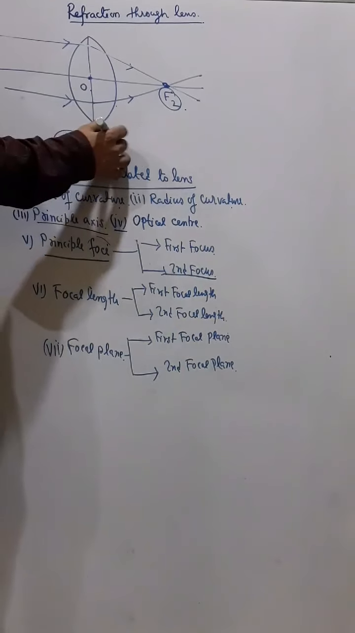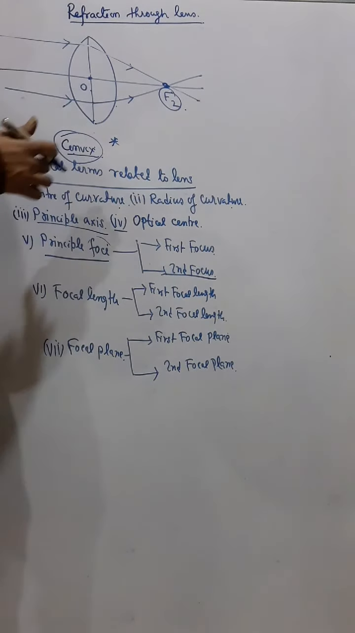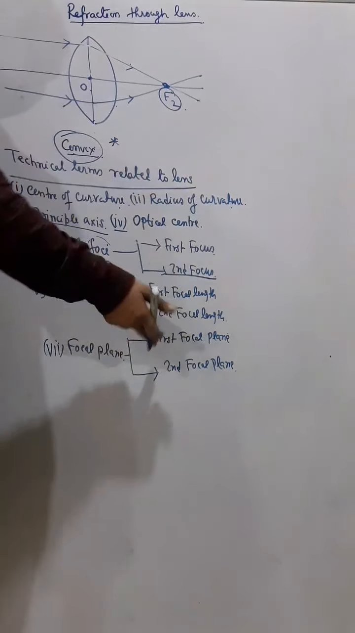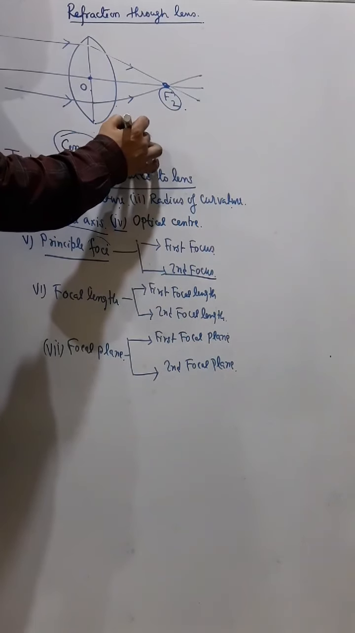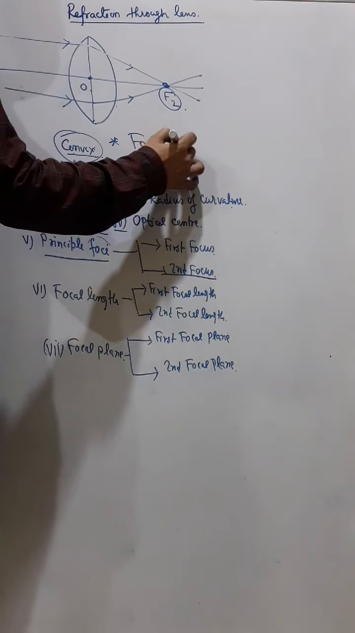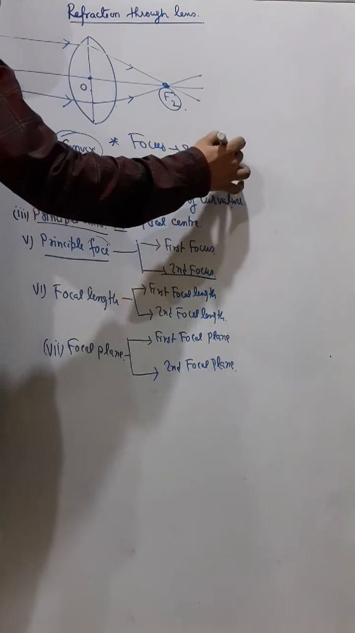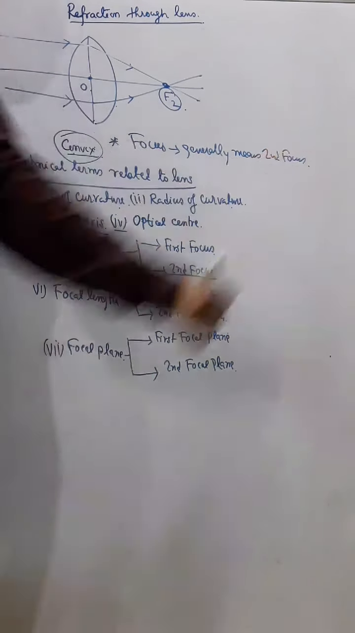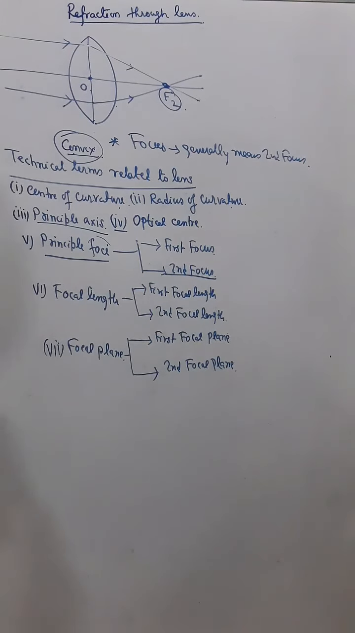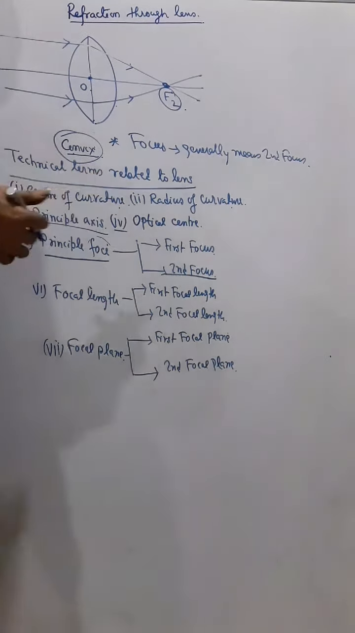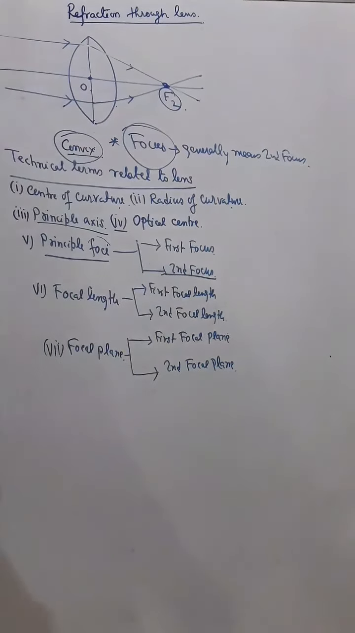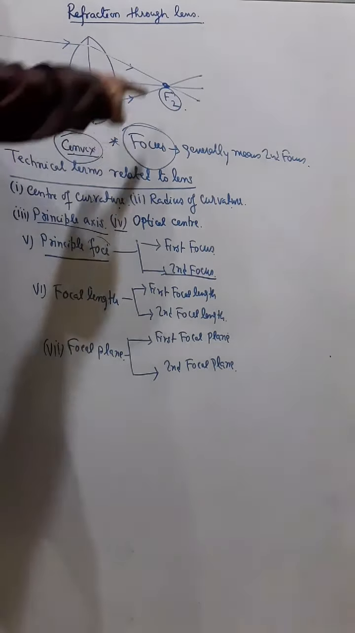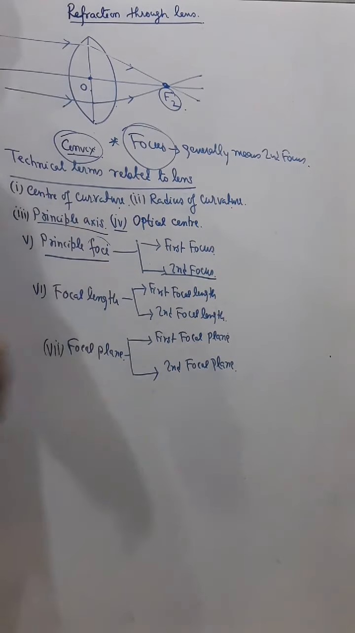And generally, you have to remember it. For convex or concave I will explain now. When we say focus, it generally means second focus. So when you talk about the focus, if nothing is mentioned, whether it's first focus or second focus, if they mention only focus, then generally we are talking about second focus. So understand, that is the first focus and second focus of a convex lens. Okay, understand?